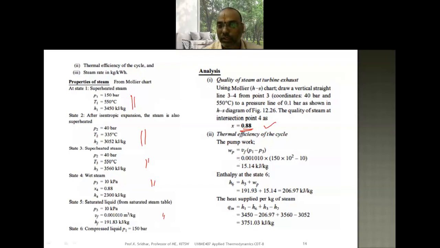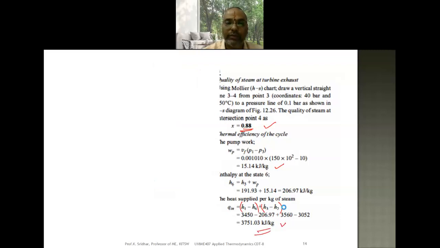Second bit answer, what is the pump work? Vf into P1 minus P3. So this is my pump work. Heat supplied will be the boiler work plus the reheater work. So the total work is equivalent to so and so. That is the second bit answer.